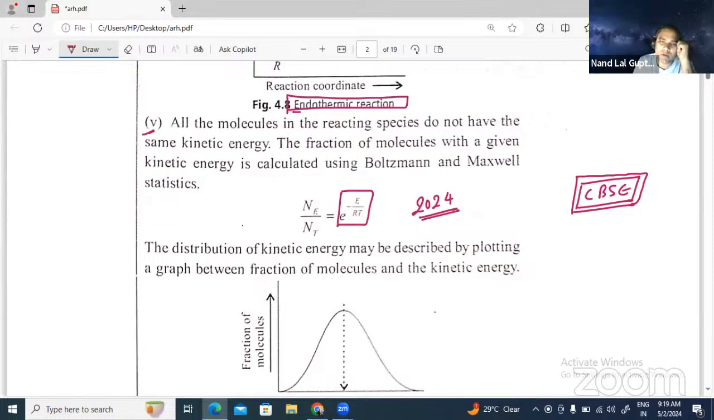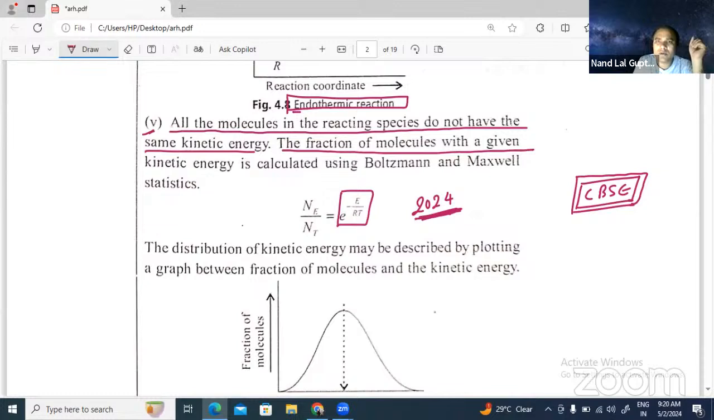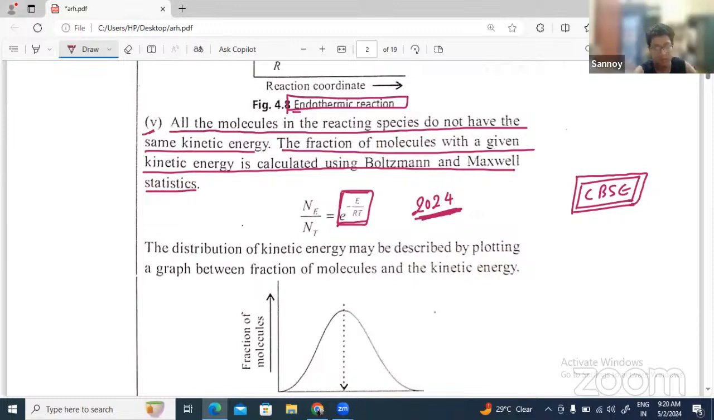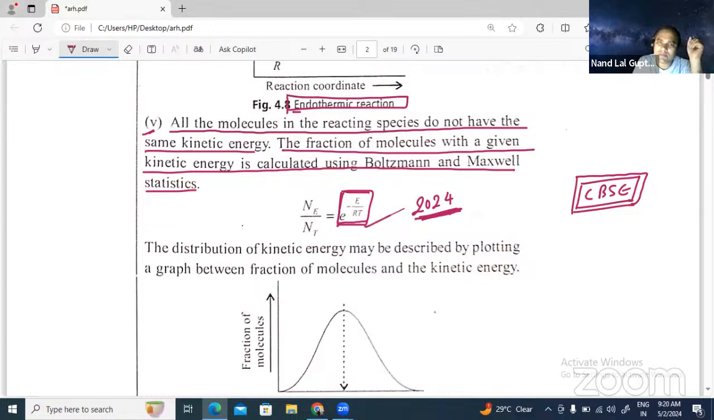Here you see, now the fourth point. This was asked in the 2024 exam, all of this in the MCQ. See, all the molecules in the reacting species do not have the same kinetic energy. The fraction of molecules with a given kinetic energy is calculated by Boltzmann's Maxwell statistics. That is how much energy is there: e power minus Ea upon RT. This is the correct option.